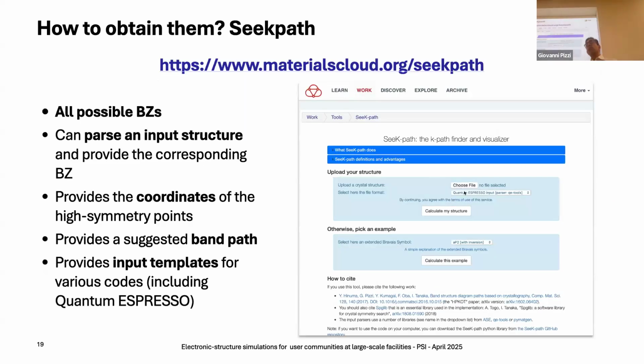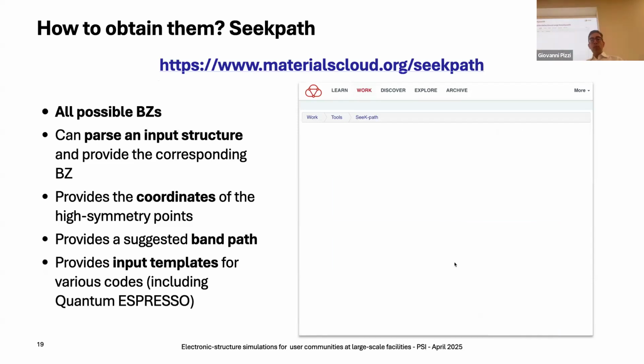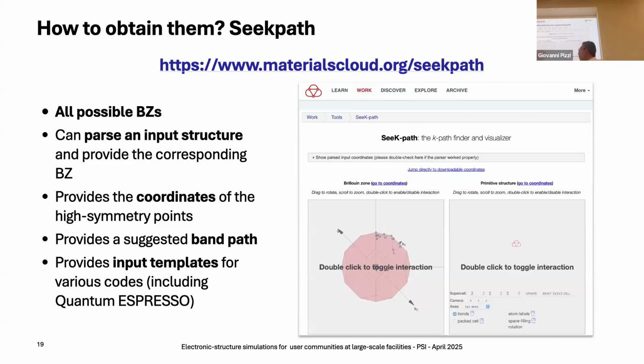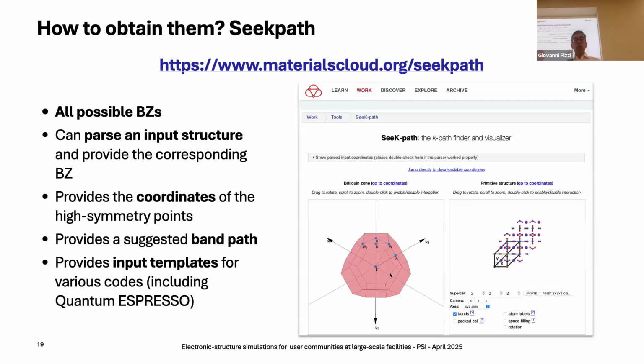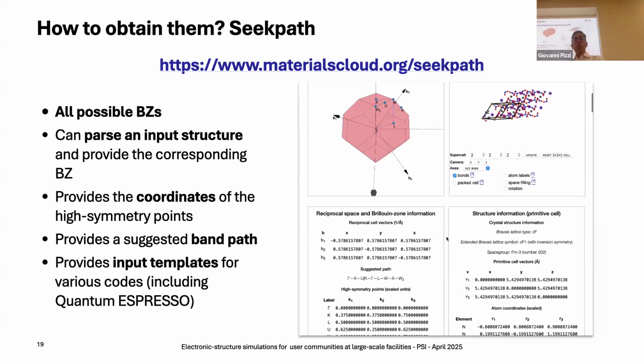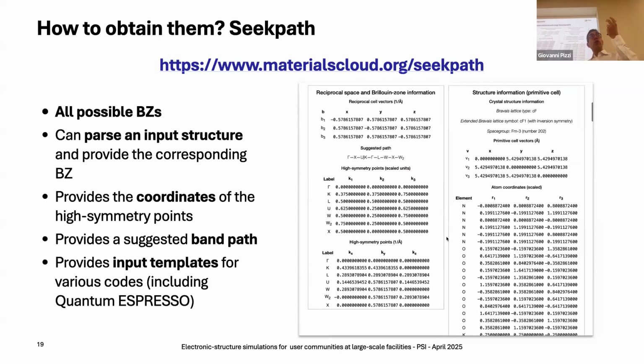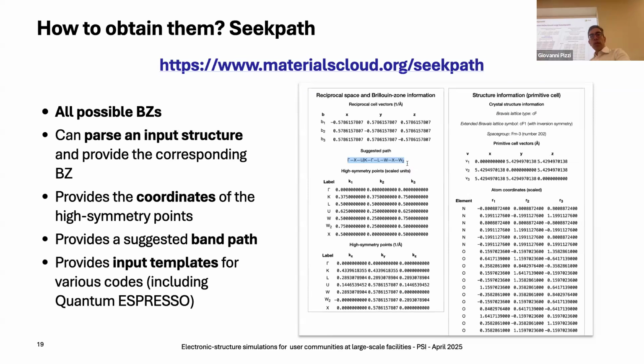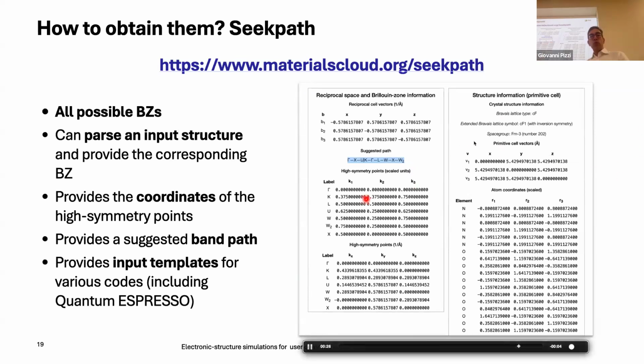Of course, for silicon, probably you have all seen the paths. You go into the literature and you know what X means, what L means, etc. But if you never did it, the good thing is that on our platform Materials Cloud, we developed a tool called SeeK-path, where you can just upload a file of any crystal structure. This will compute on the fly your Brillouin zone. You can visualize it. You can get a suggested path that you might want to compute. You get the coordinates of the k points.